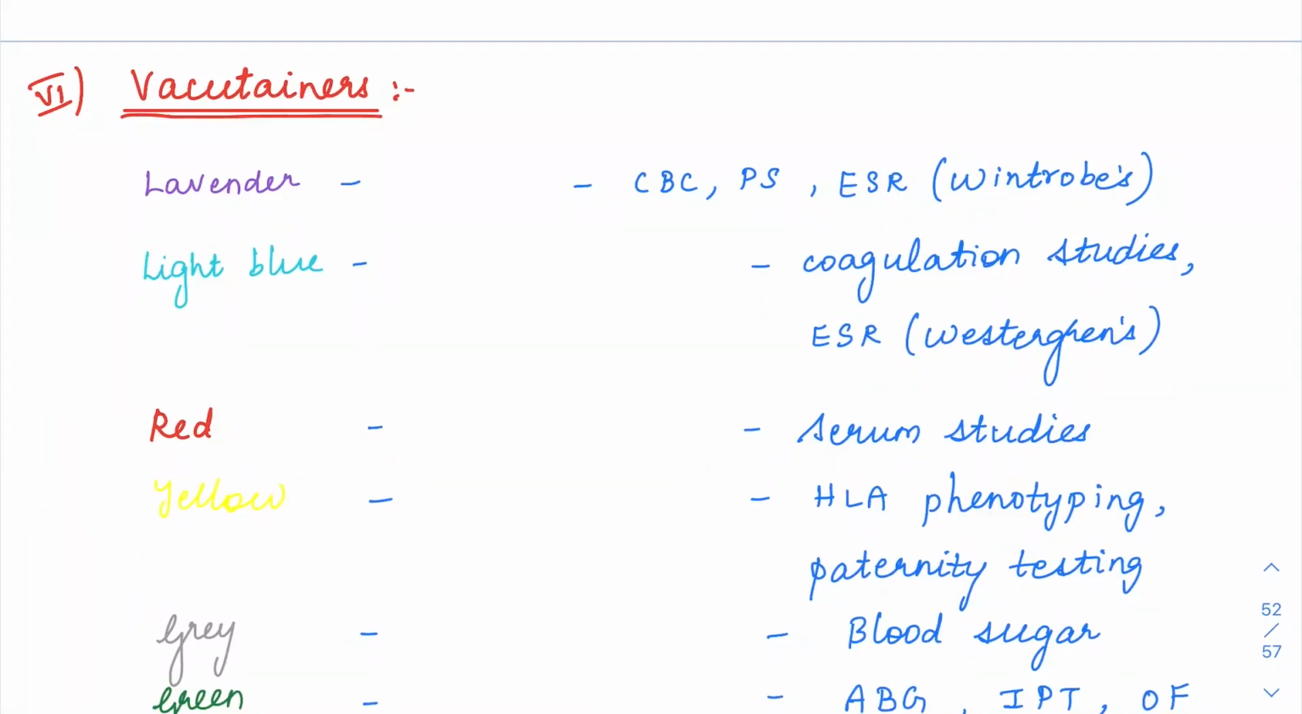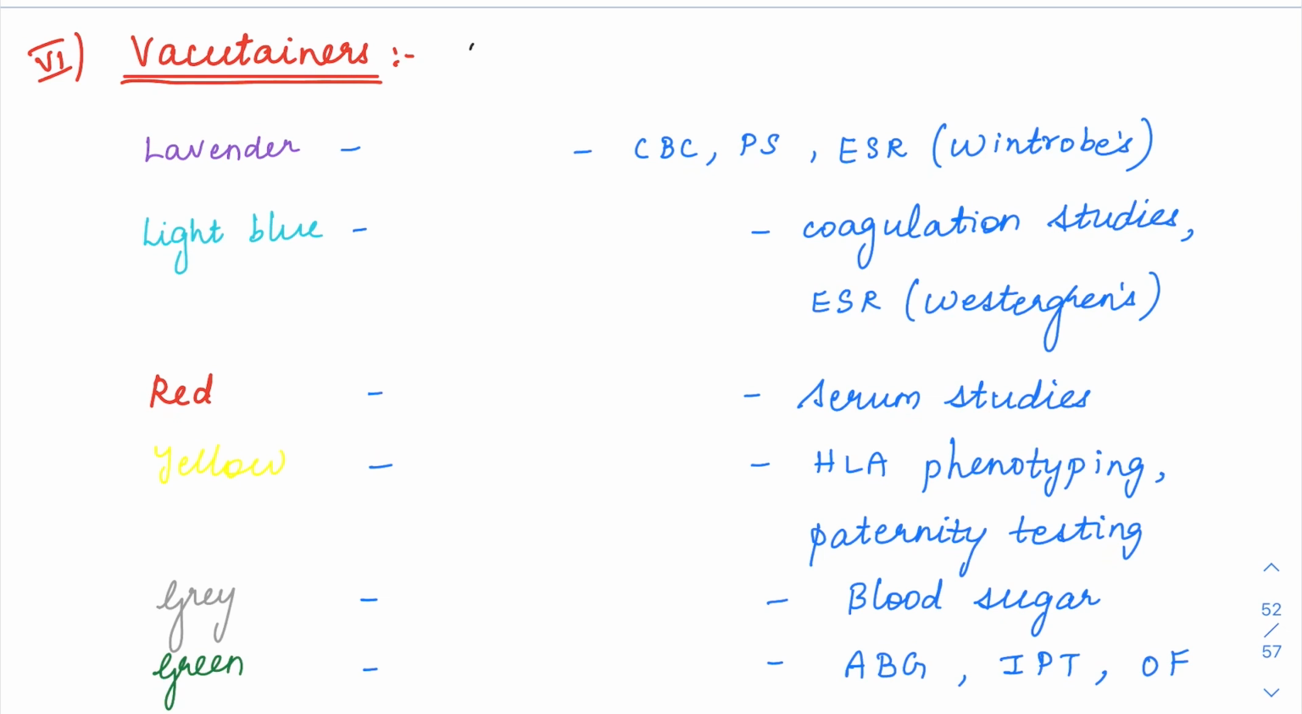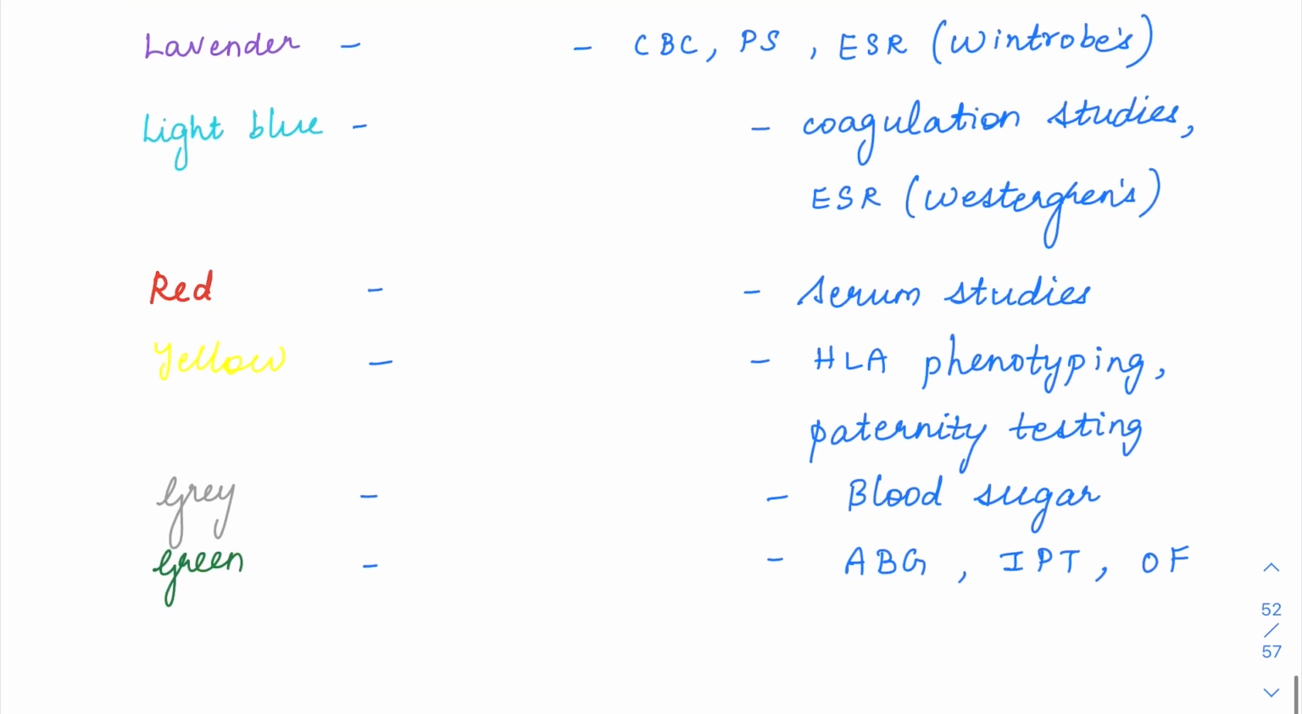So now we have seen all the various types of RBC pathologies. Let's see about vacutainers now. They have lots of MCQs, direct one-liner questions related to these vacutainers, so it's important. So you see lavender kind of blood tubes, right?